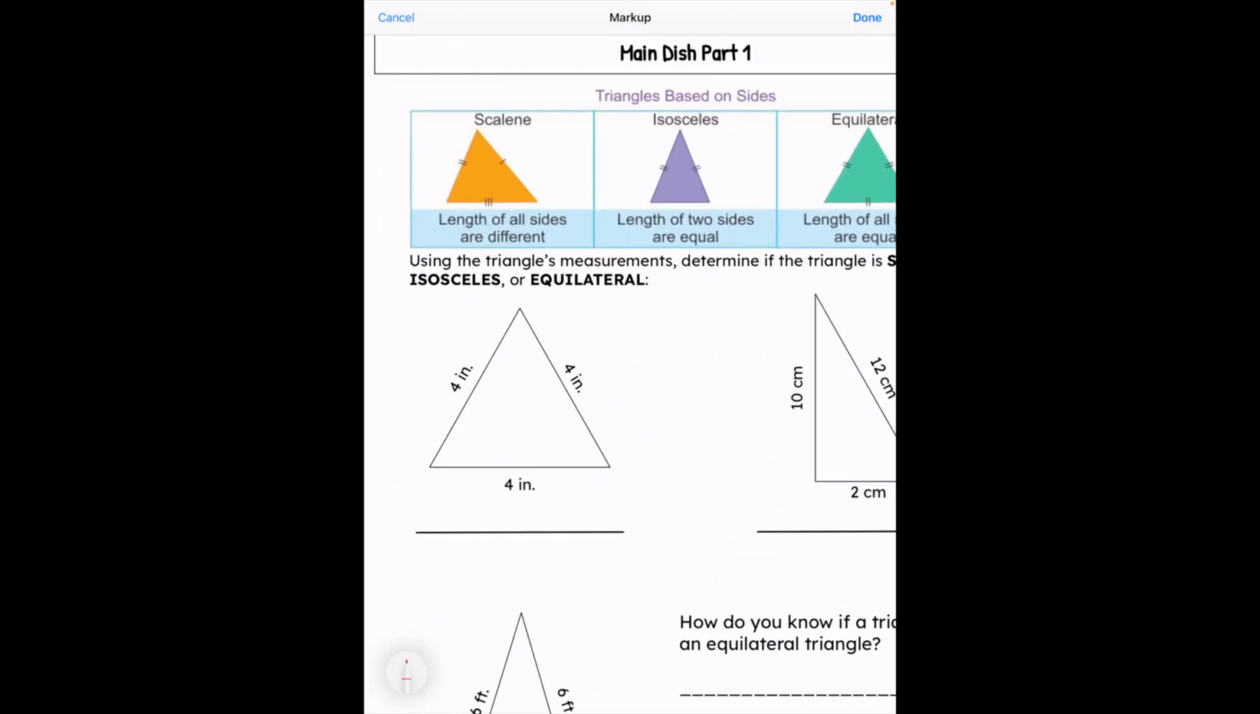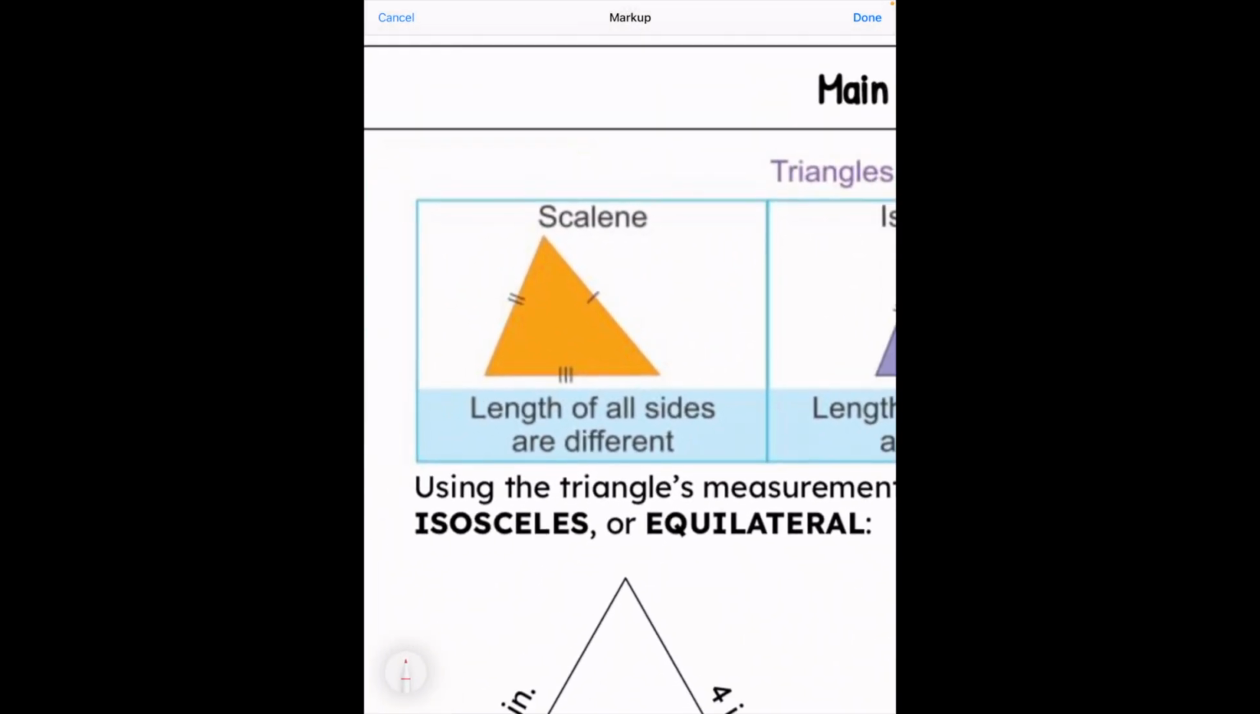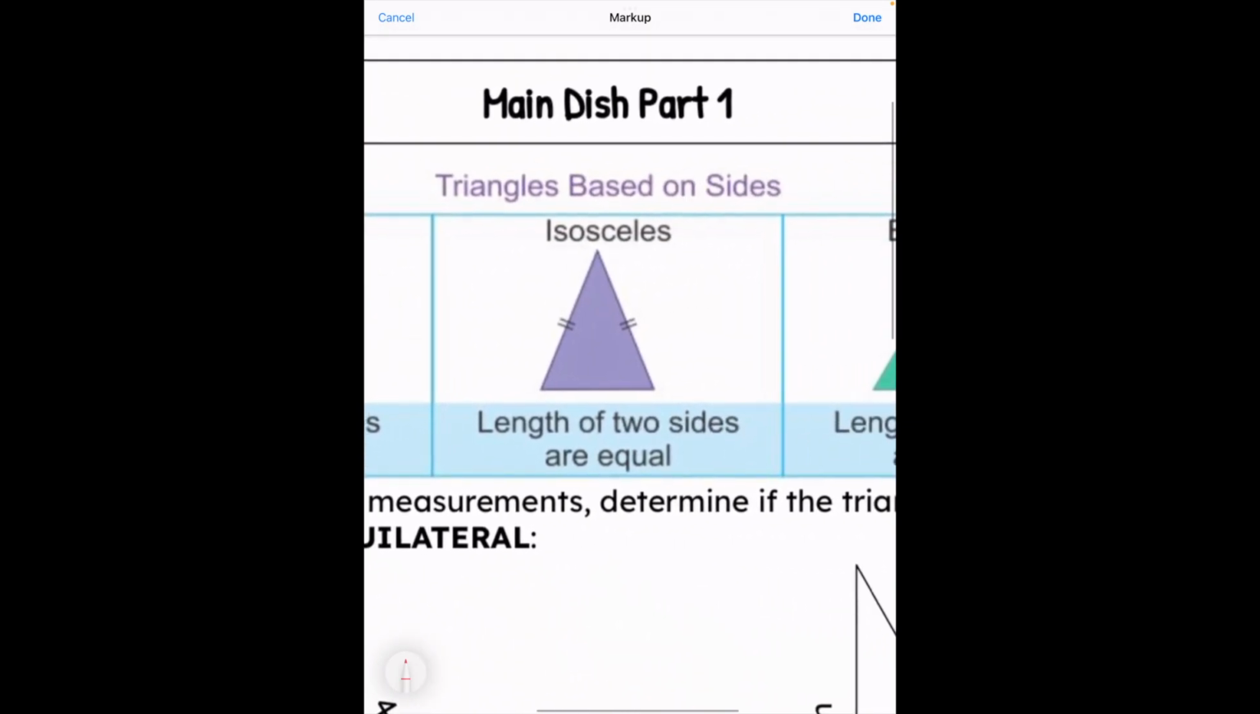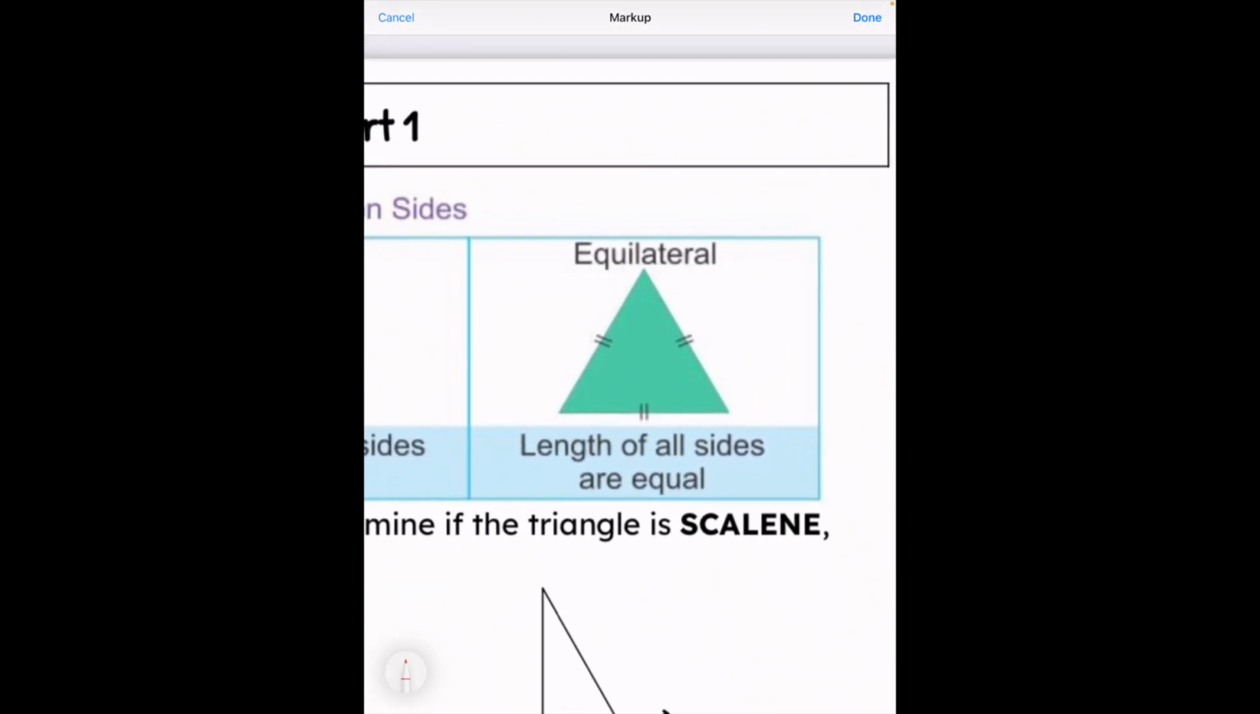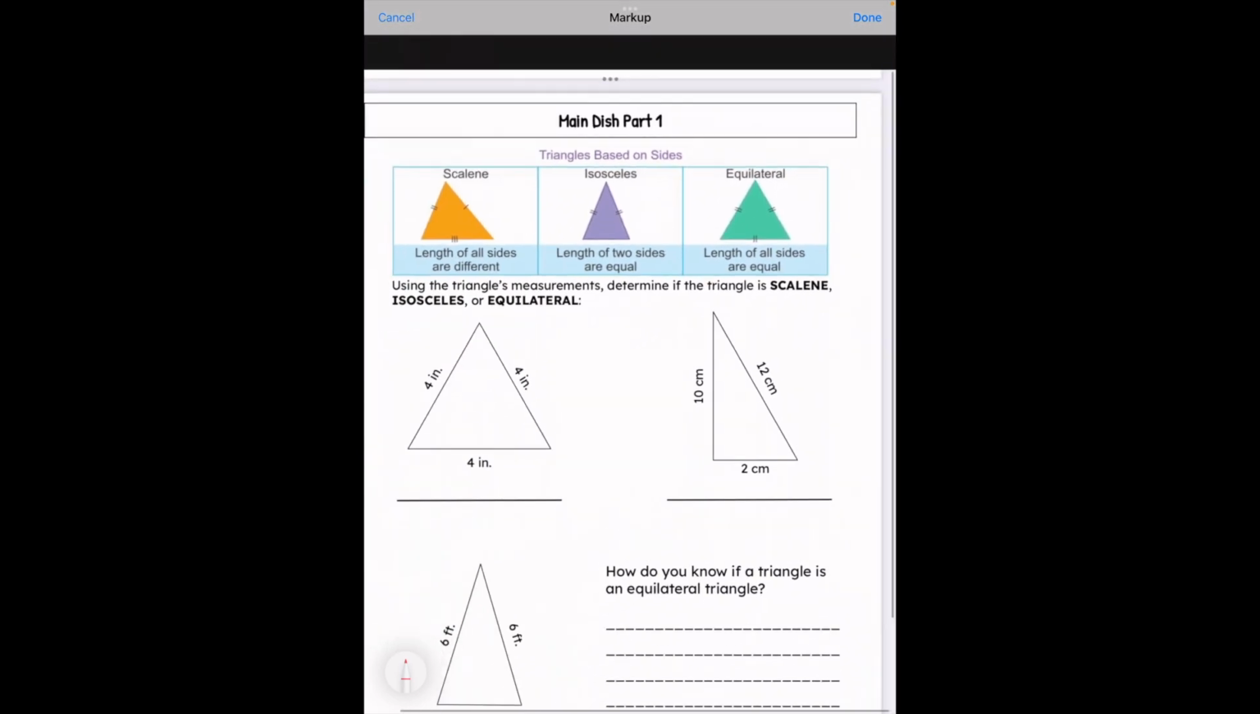A scalene triangle is when every single side is a different length. None of them are the same amount of length. An isosceles triangle is when two of the sides are the exact same length and then one is different. And then an equilateral, kind of like the name equal within that, all of the sides are equal length. So all three sides are the exact same measurement.